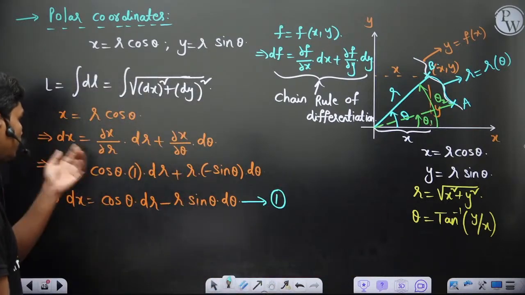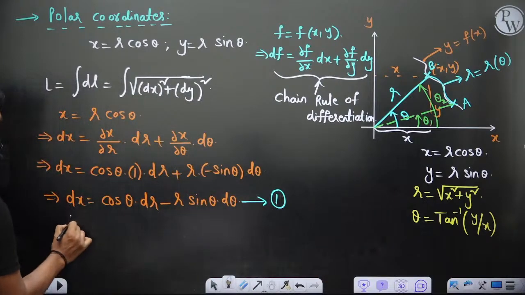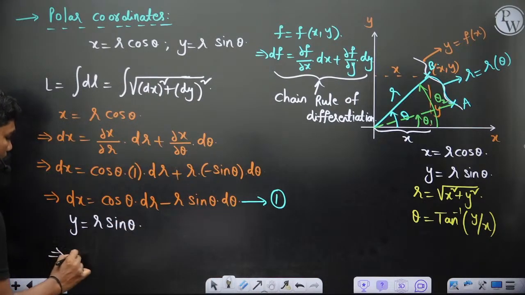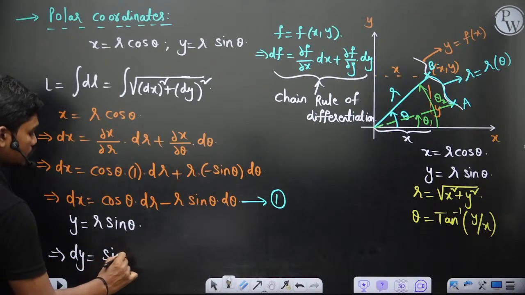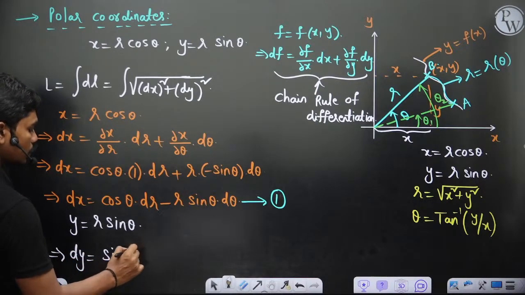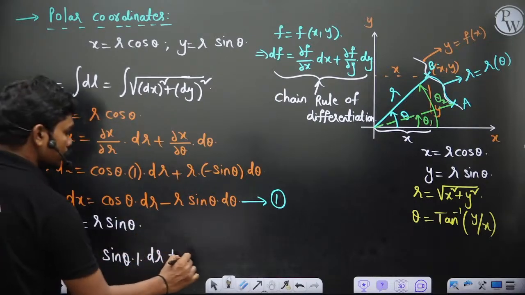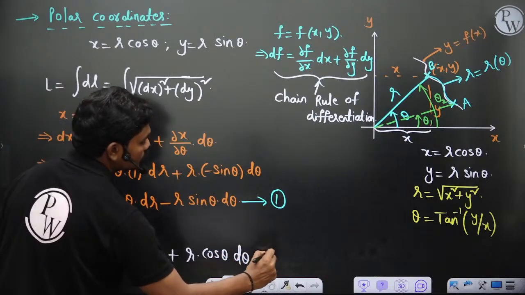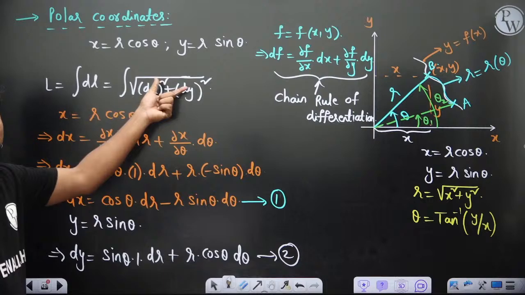Then for the second variable, y is equal to r sin theta. Similarly, dy is equal to dou y by dou r, so sin theta into 1 times dr, plus, differentiating with respect to theta, r cos theta d theta. This is what you get. So this is equation 2. But now the term we are interested in is dx square plus dy square.